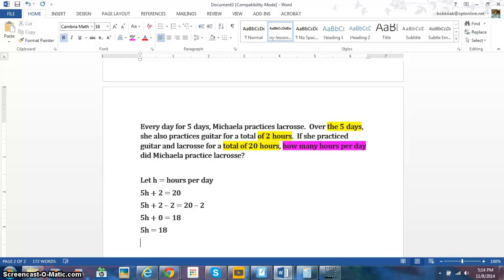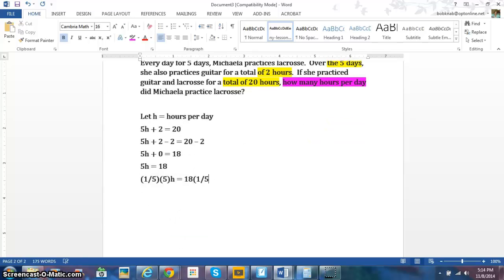We know what 5h is. We want to know what 1h is. So we want to know how many hours in one day. So let's multiply by the multiplicative inverse. Multiplicative inverse of 5 is 1/5 times 5h should work out to be 18. What we do to one side, we do to the other side, times 1/5.